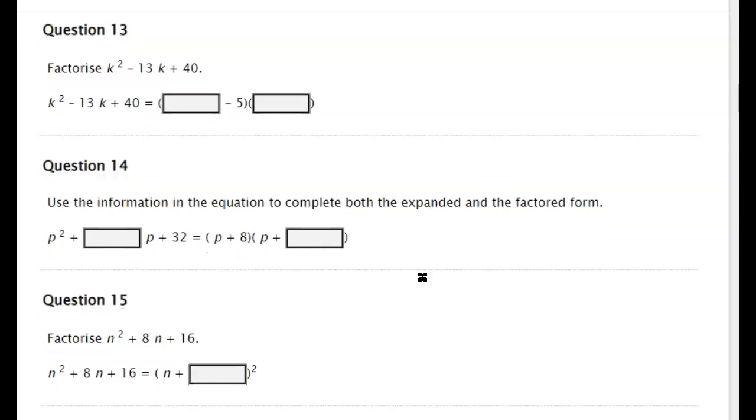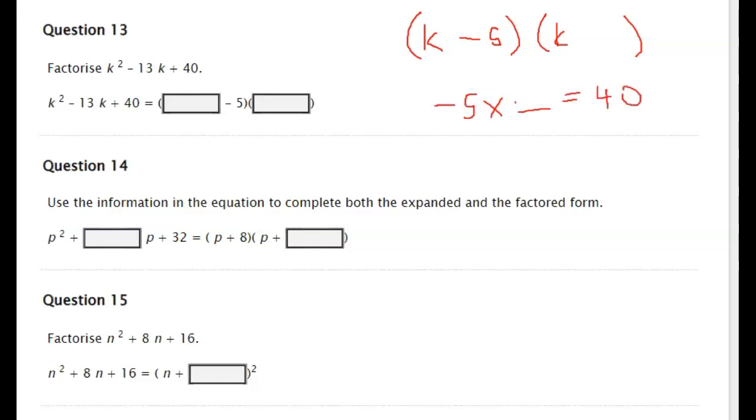All right, question 13, factorize k squared minus 13k plus 40. So we need two numbers that when multiplied give us 40 and when added give us negative 13. Now the good thing is they've already given us one of those numbers. So in this space, we should have k, and it's already got the minus 5, so I'm going to put the minus 5 in. And then it's going to be k something. So what two numbers when multiplied give you 40? What do we need to multiply negative 5 by to get to 40? So you can say negative 5 times what gives us positive 40.